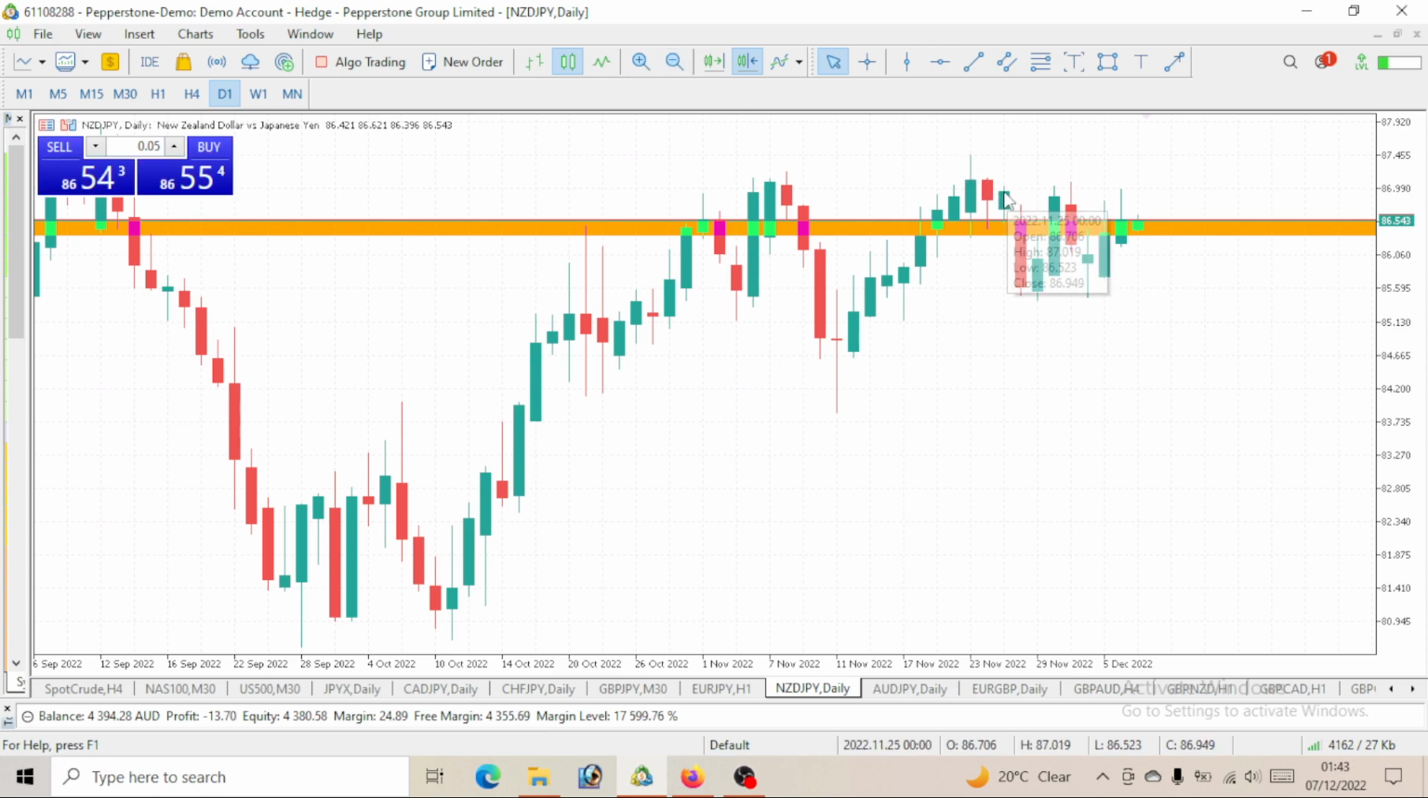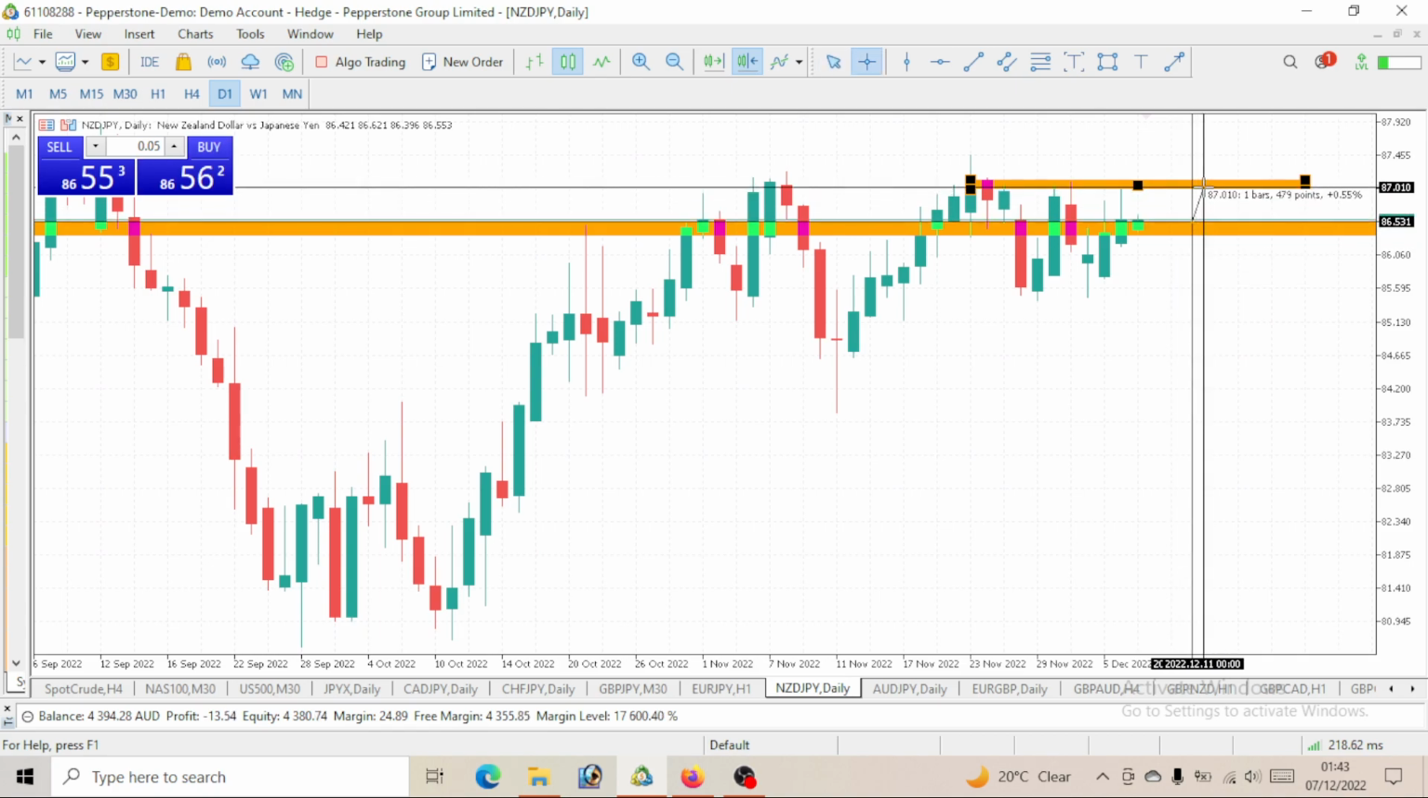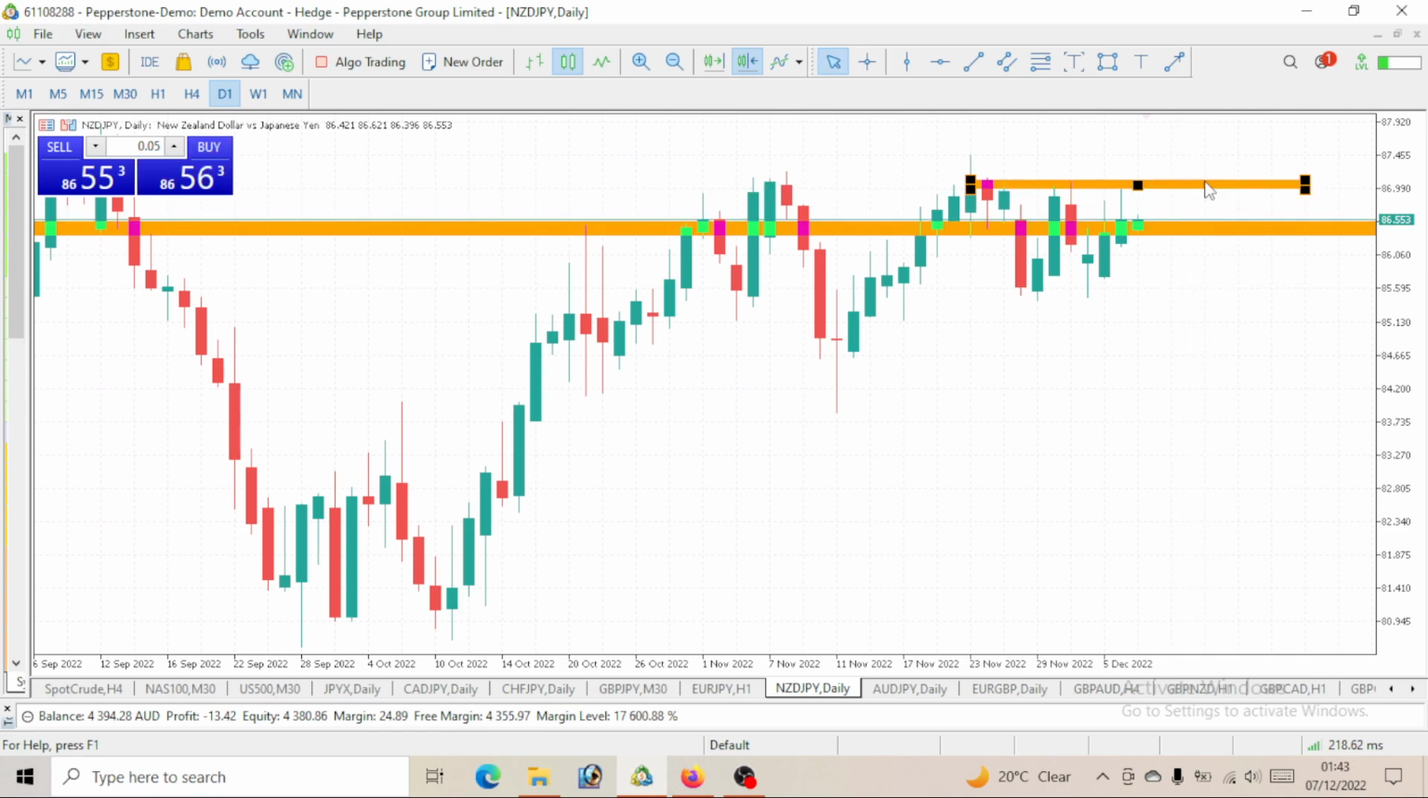So I'd rather advise you to go on CADJPY or Swiss franc JPY and grab much movement on those ones than to take your trade on New Zealand dollar to JPY. But anyhow, if you want to go on this trade, let's see if we'll be able to take a level of 86.990 from here to this 86.990. That should be giving us about 50 pips.